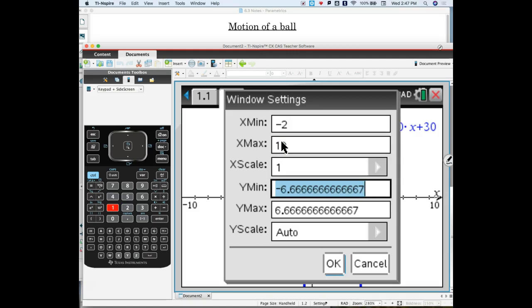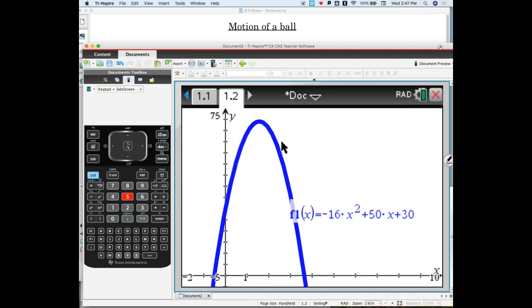Y's, minimum. Don't need to be negative, right? Because that's the ground, correct? So I'm going to go negative 5 there, because again, I like to see my horizontal axes. How high do you think that ball is going to go? 75? Okay. I'm going to go by fives then. Good guess. 75.